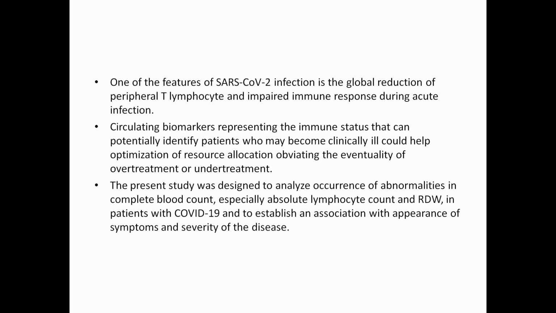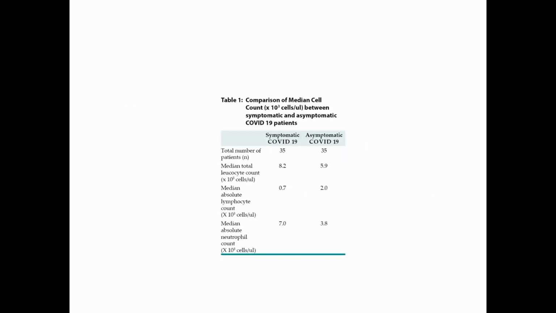The present study was designed to analyze the occurrence of abnormalities in complete blood count, especially the absolute lymphocyte count and RDW, in patients with COVID-19, and to establish an association with appearance of symptoms and severity of disease. This table shows lymphopenia featured predominantly in the symptomatic COVID-19 group, with a median nadir of ALC of 0.7 compared to 2 in the asymptomatic group.